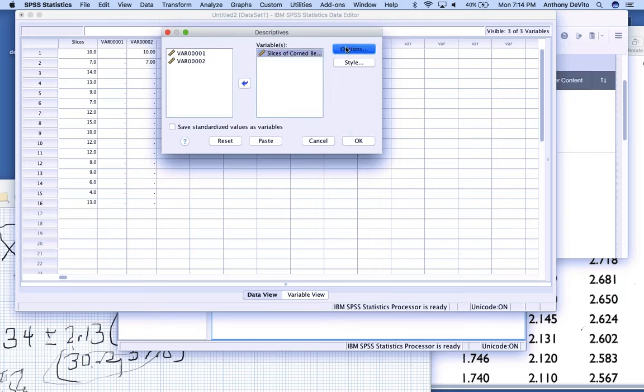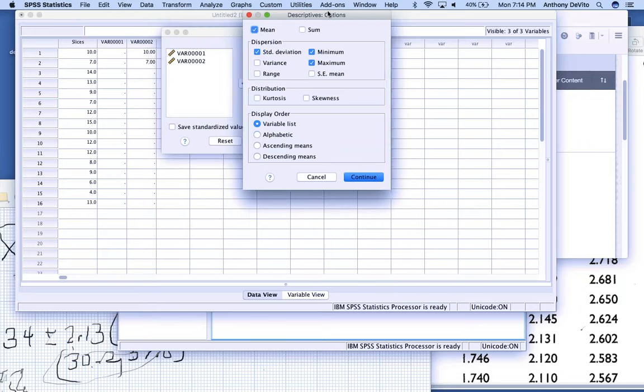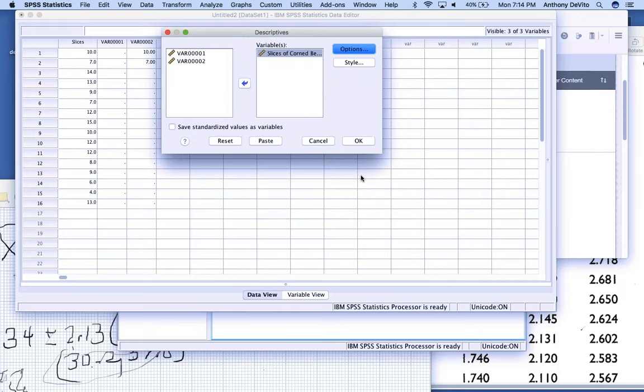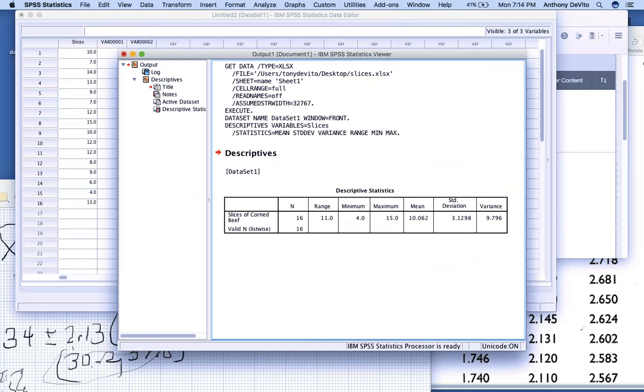Okay, now I have a number of options. If I open this up, it says it's going to calculate the mean, the standard deviation. I'm going to add in the variance, the range, just for the hell of it. I'll click continue. Notice I don't see confidence interval in there. I'm going to click continue, and I'm going to click OK. And it's going to go ahead and do the calculation for me.